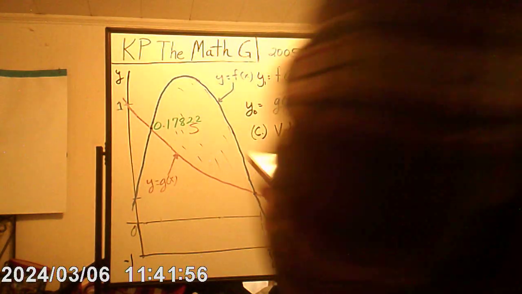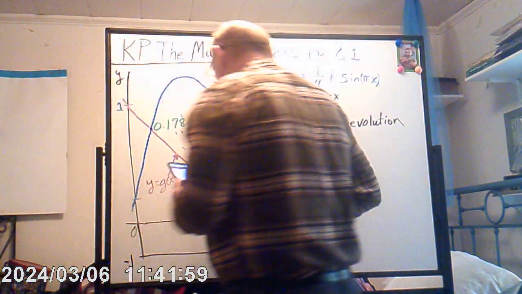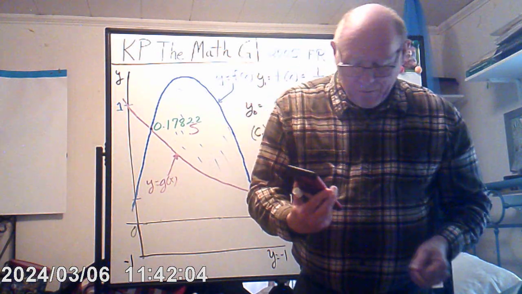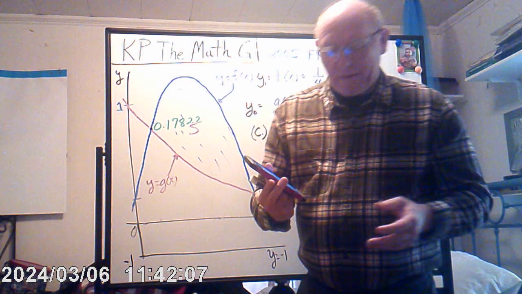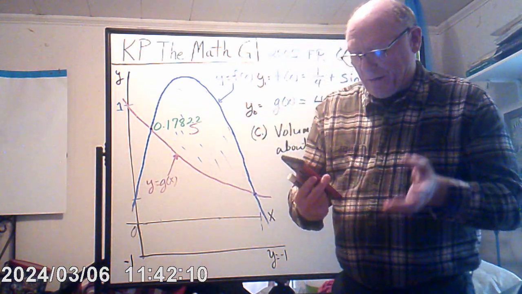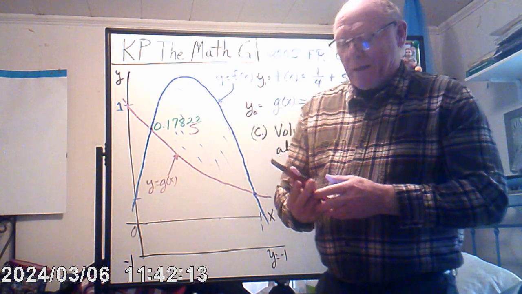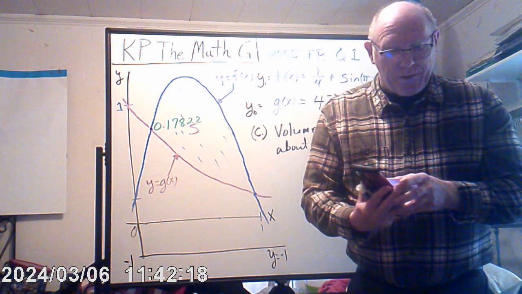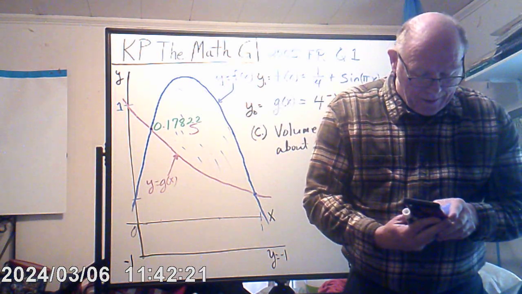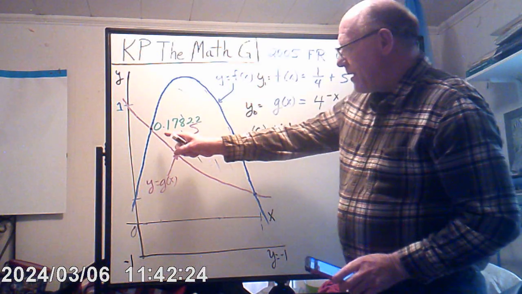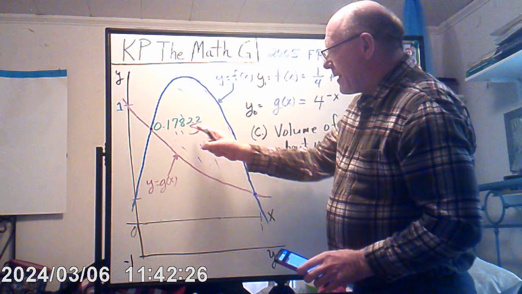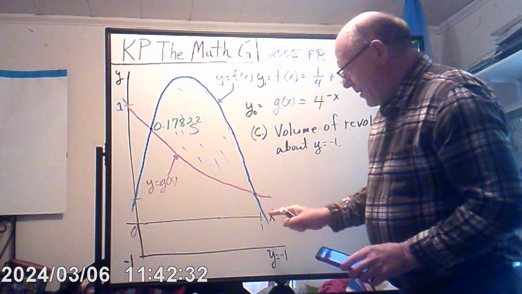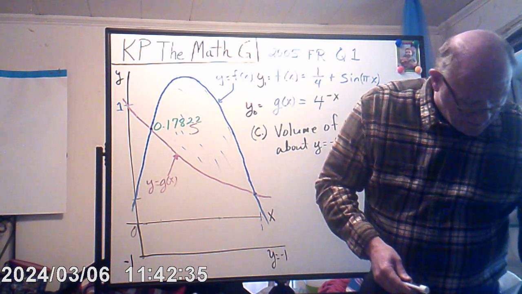Anyway, it's like this. What you have to do is find where they intersect, and on my phone, I can just hit intersect and it will automatically show every place that they intersect. In this particular case, this intersection here is at x equals 0.17822, and this one intersects at x equals 1.